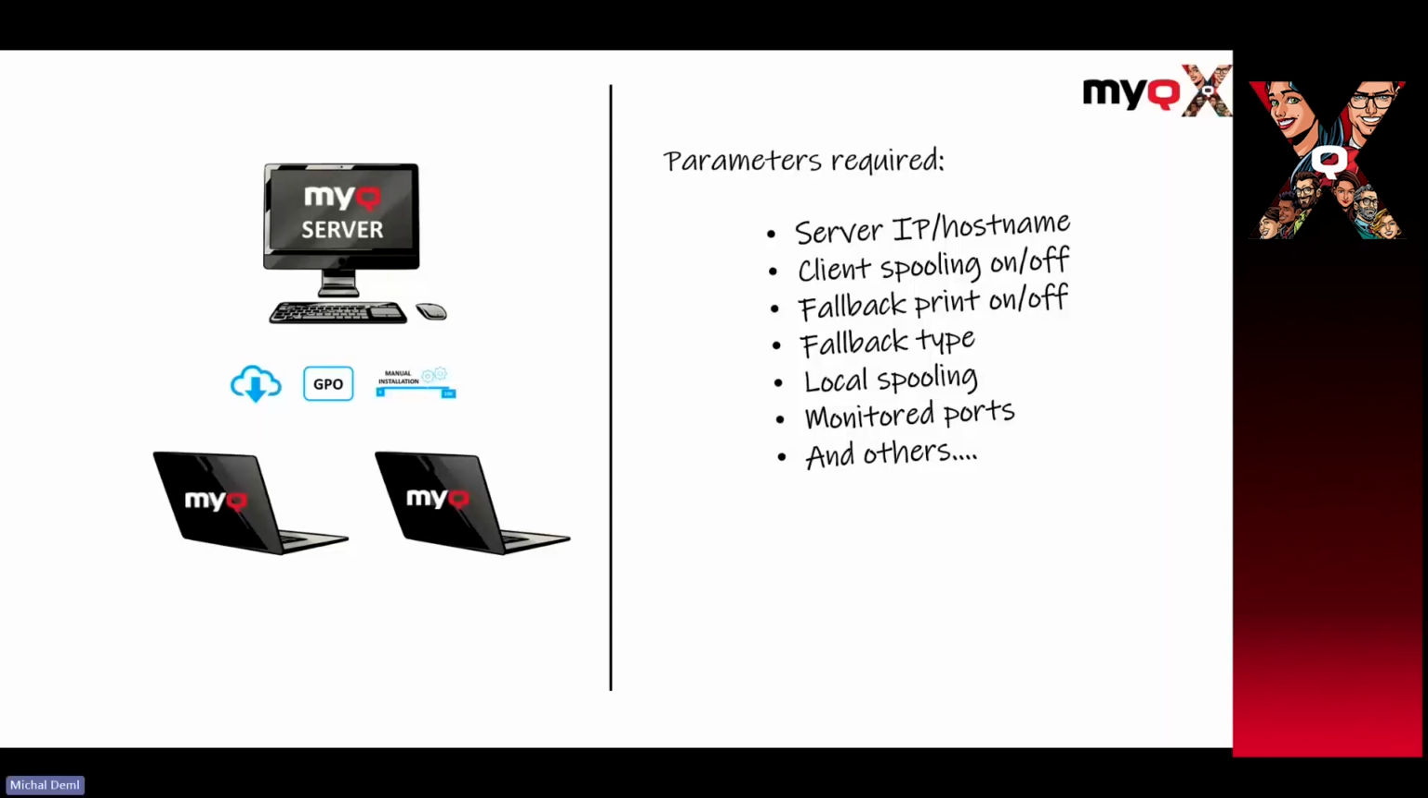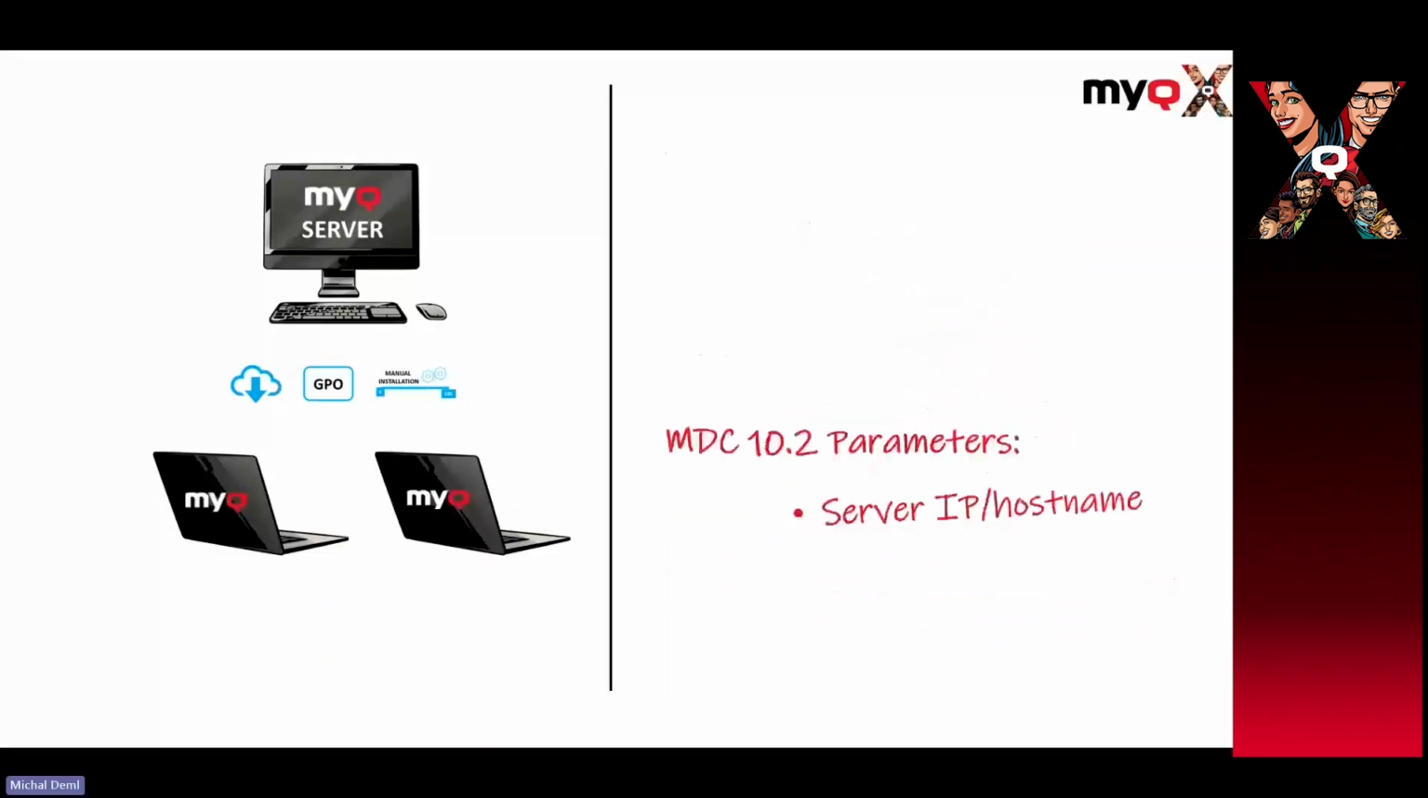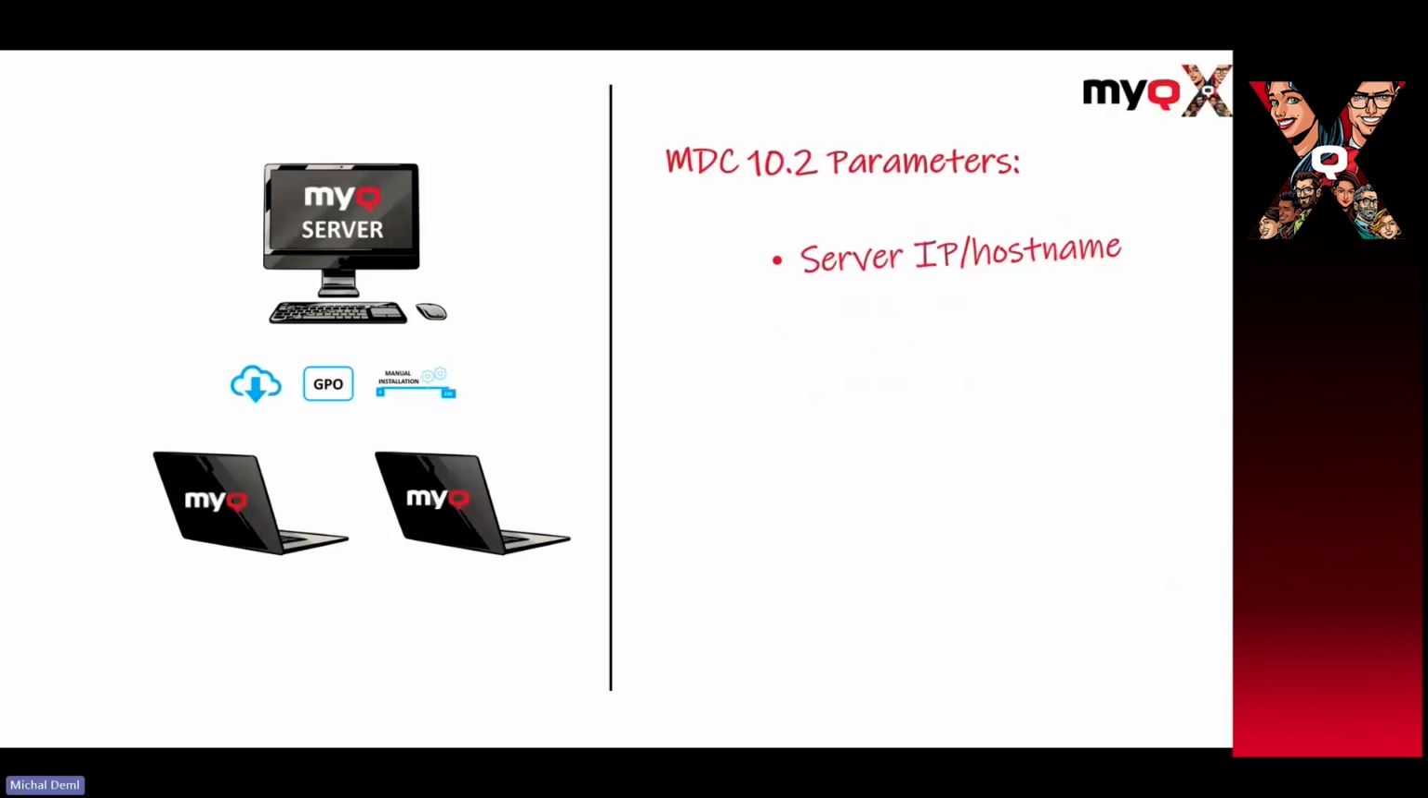Now with version 10.2, you can completely forget about setting all these parameters, because there's just one and only parameter the MDC 10.2 needs, and that's the server IP or its host name. Basically, it needs to know with which server it should start communicating, and that way get all the settings. Because what is now part of this 10.2 installation is the option that everything is actually managed centrally.